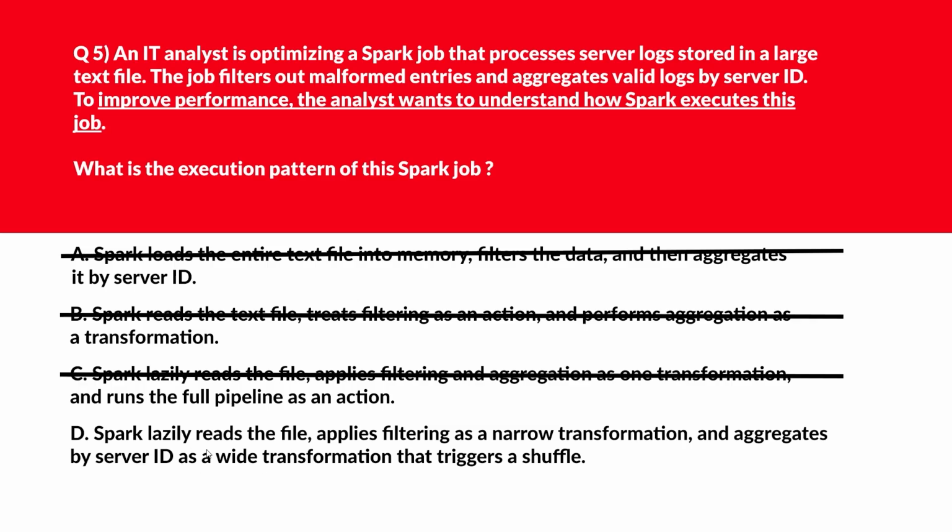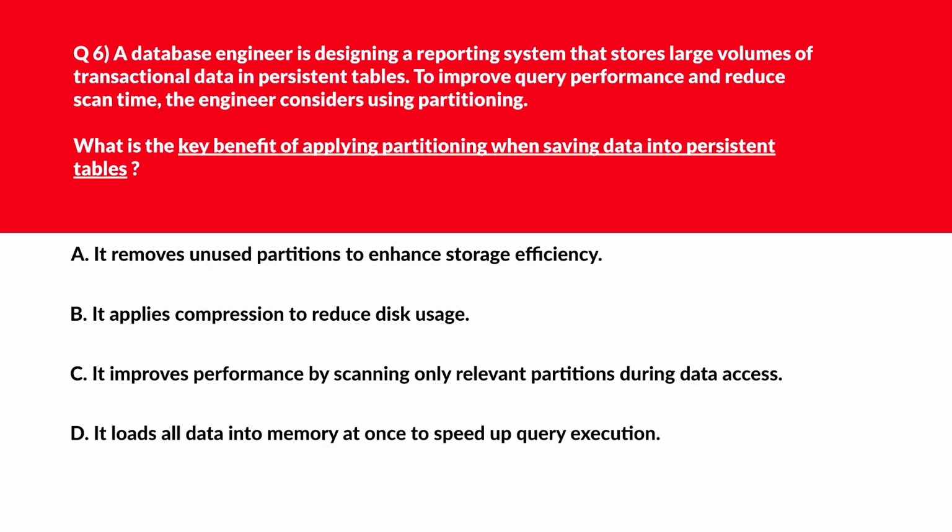D says Spark lazily reads the file, applies filtering as a narrow transformation, and aggregates by server ID as a wide transformation that triggers a shuffle. Filtering is a narrow transformation, and aggregation causes a shuffle, which is a wide transformation. That being said, option D is the right answer. We'll lock it. Alright, now let's look at this.